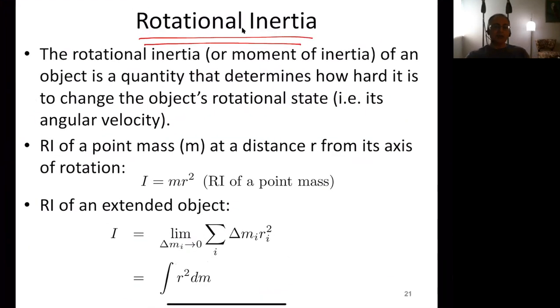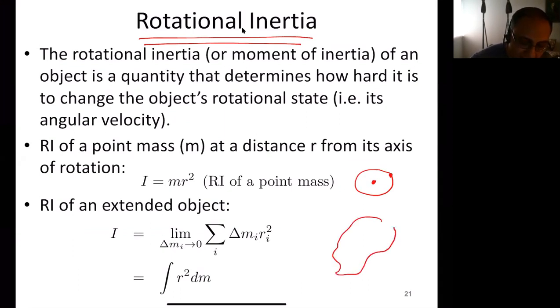Okay. Now, how do I find the moment of inertia of an extended object? So we know how to find the moment of inertia of a single point mass that's going around in a circle about an axis which comes out of the page. But suppose you have, instead of a point mass, this irregular shaped object, which is rotating about an axis which passes through this point O, and the axis comes out of the page. So this irregular shaped object is rotating in the plane of the page. So how would you find the moment of inertia of this?